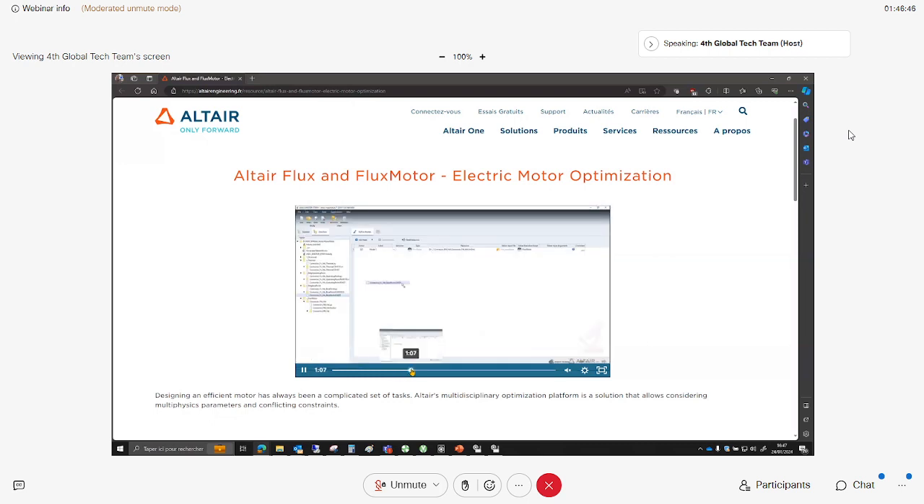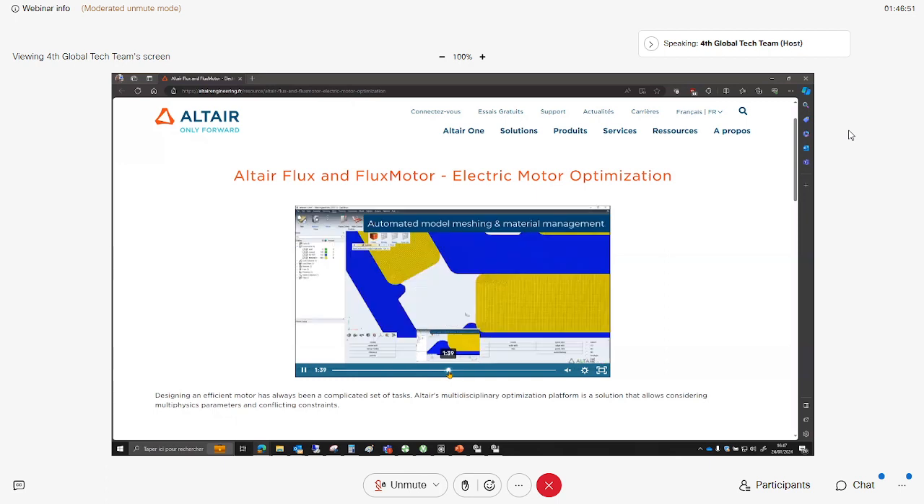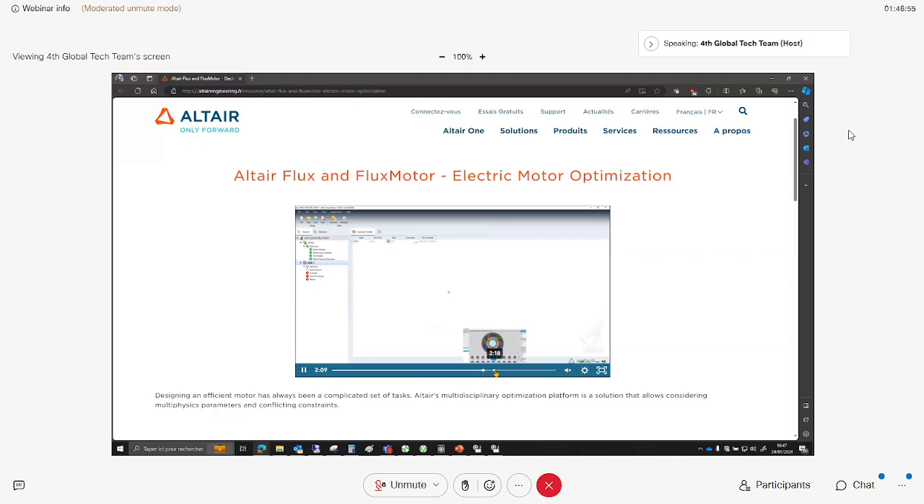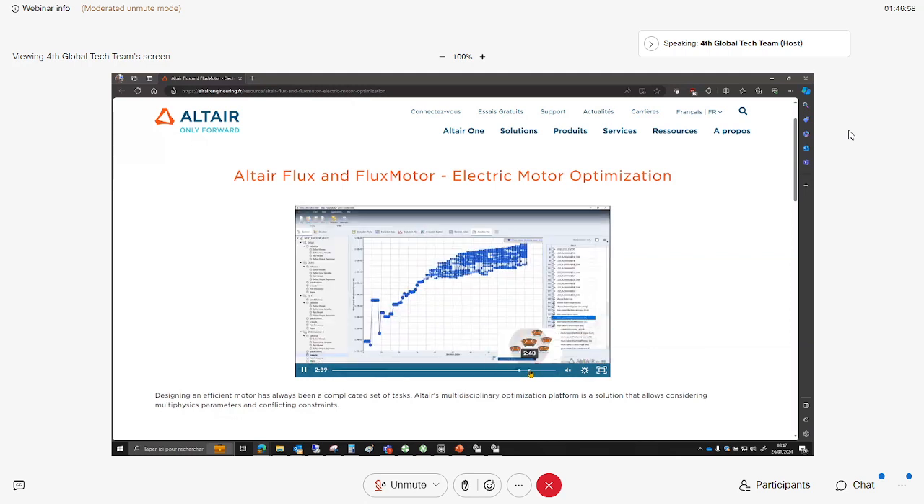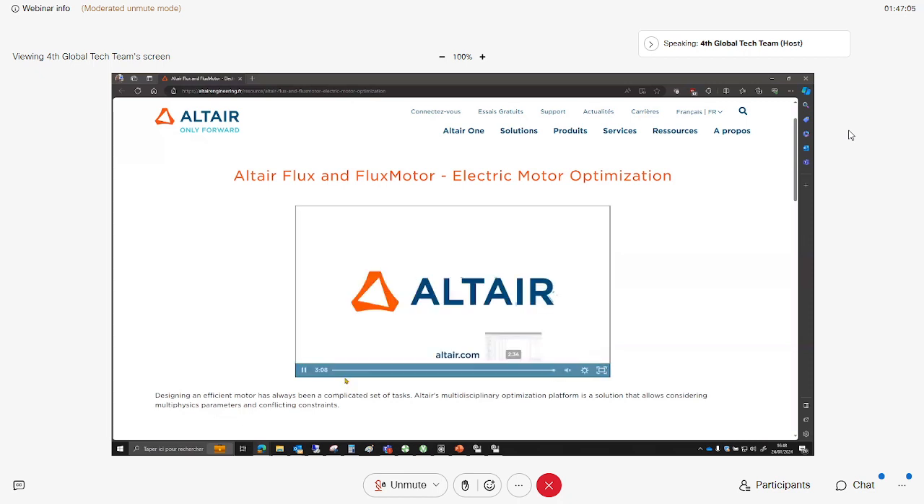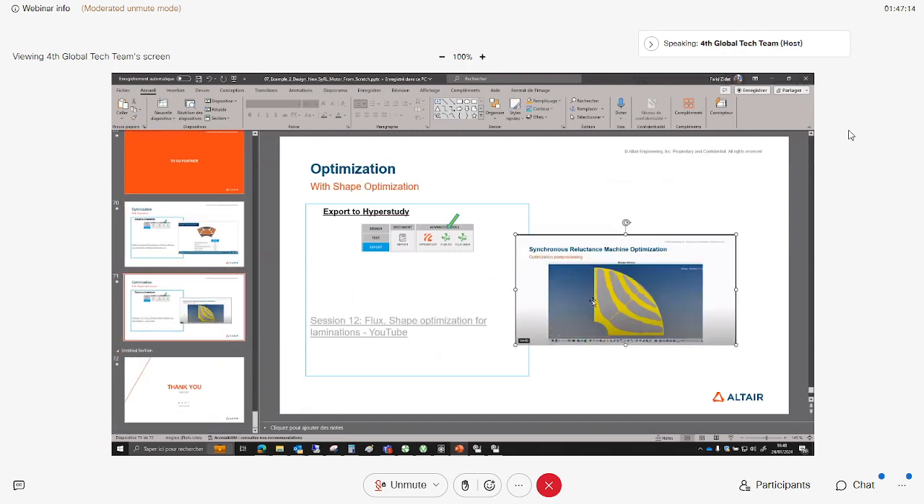So this is really something you can drive through HyperStudy, where you can put a lot of physics and make a complete multi-physics optimization. So this is what we call, at the end, parametric optimization. There is as well what we call shape optimization. Then you need to export to Flux.